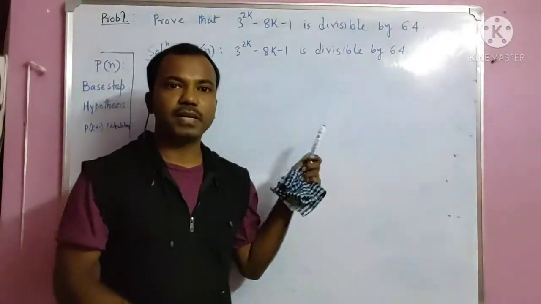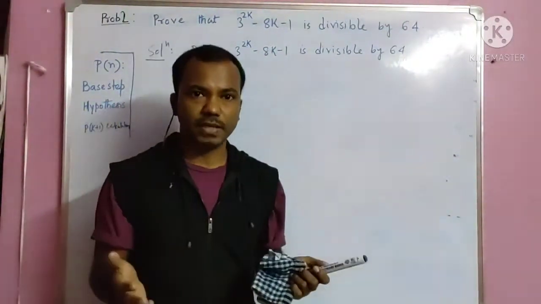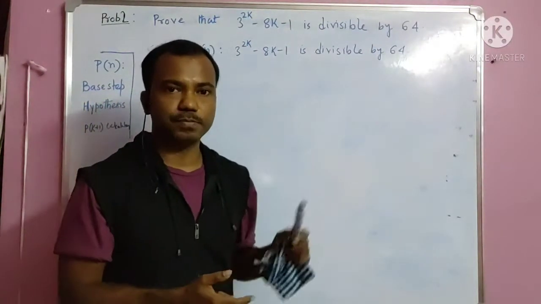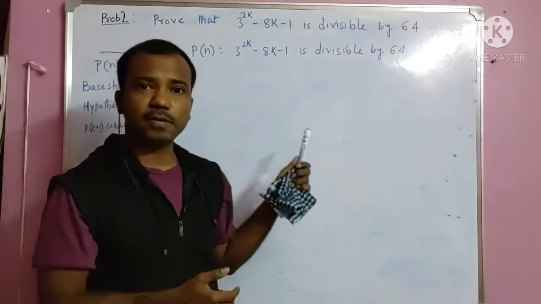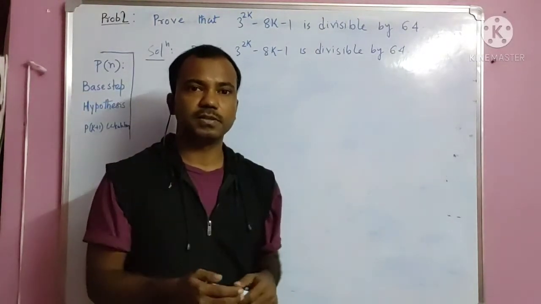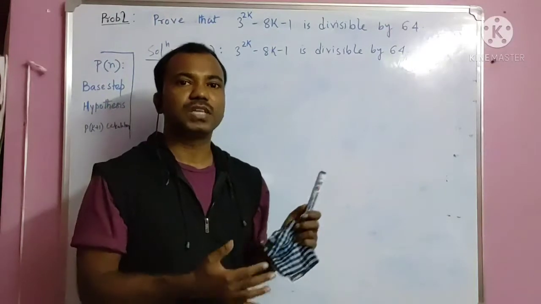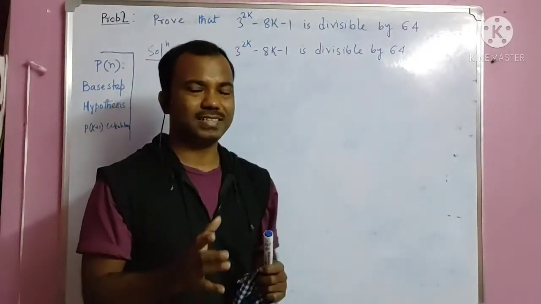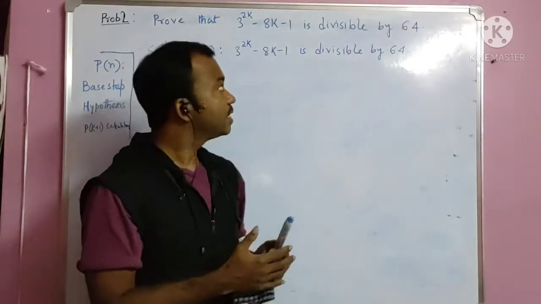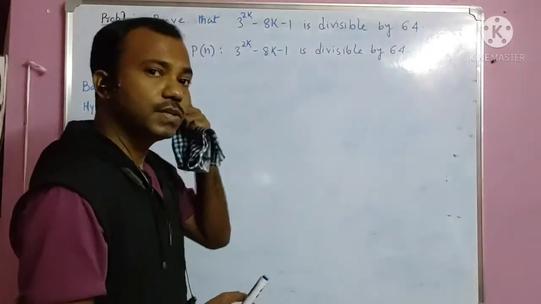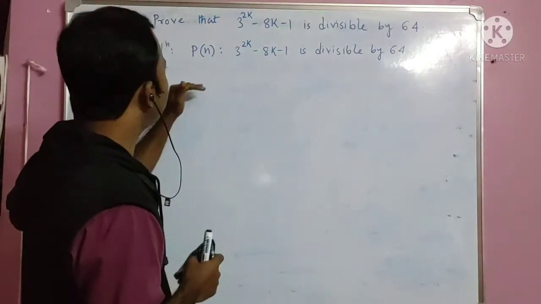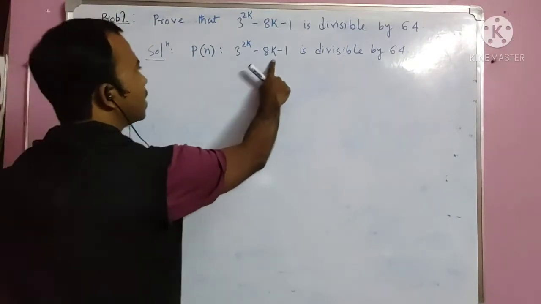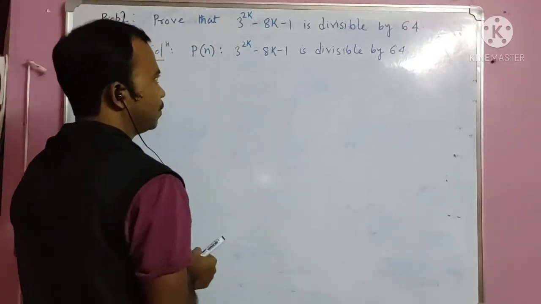Here is our second problem, and you see the Pn comes in terms of n, like all the problems of mathematical induction come in this form. The solutions of these problems you can find in every book, but I will give you a little bit easier way so that you can handle this type of problem easily. First you have to find out Pn. Okay, you already have the Pn here. Pn is: 3 to the power 2k minus 8k minus 1 is divisible by 64.